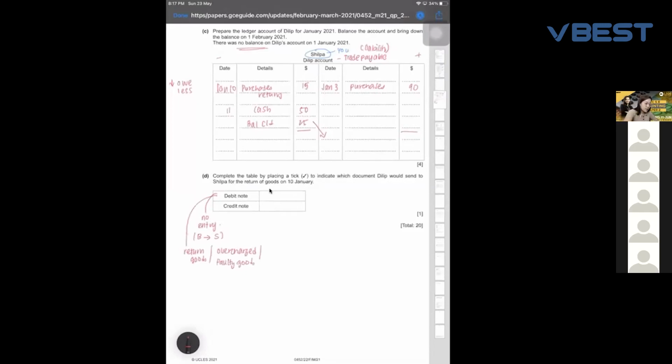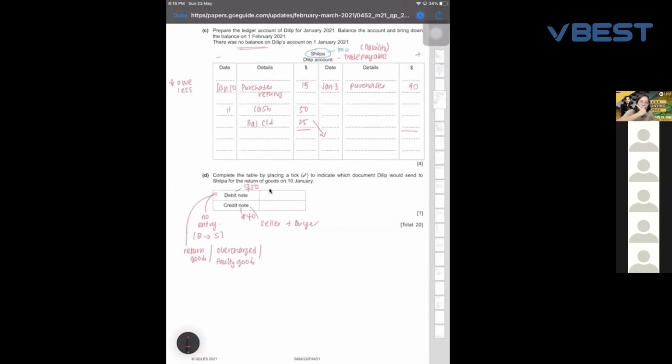So the buyer sends a debit note to the seller, but it's not confirmed by the seller yet. It's what the buyer wants to request, but it's not the finalized one. So if the question says the debit note requests 50, let's say the debit note is 50 and the credit note is 40, which one should we record? We should record the credit note, because the credit note is the one that the seller confirms. The seller sends it to the buyer.